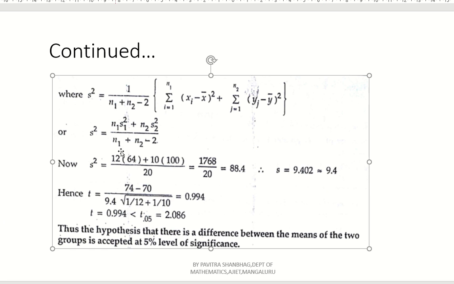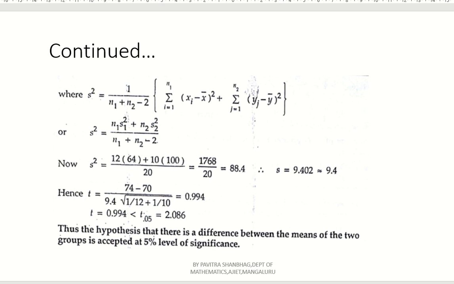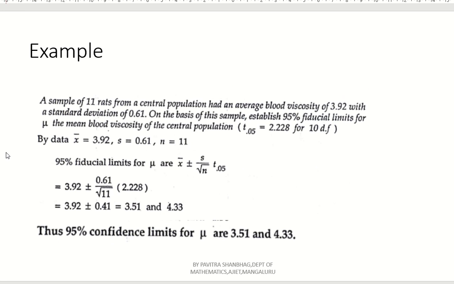So what is the t value? x bar minus y bar, that is 74 minus 70, divided by S into root of 1 by n1 plus 1 by n2. Simplify, 9.4 into root of 1 by 12 plus 1 by 10, which gives t value equal to 0.994. It is less than the given limit 2.086. Thus the hypothesis that there is a difference between the means of the two groups is rejected at 5% level of significance, right?